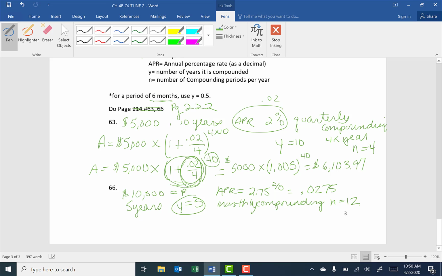Now let's substitute our numbers in quickly because the video is almost done. We get A equals $10,000 times (1 plus 0.0275 over our N, which is 12), all raised to the 12 times 5. Try to work that out on your own, and your answer should be $11,472.21. Hopefully that helps you have a little bit more understanding of compound and simple interest.